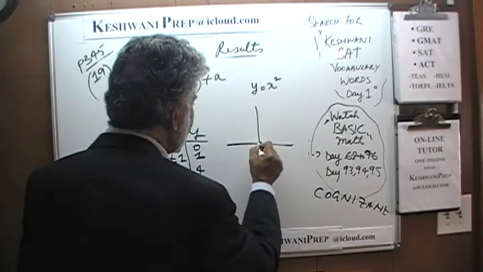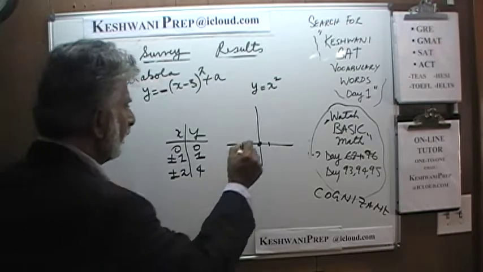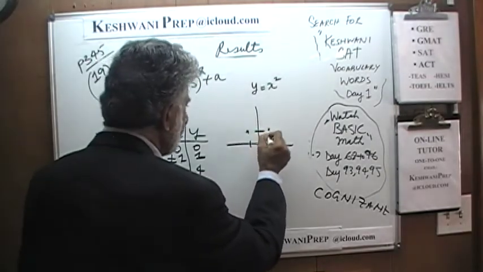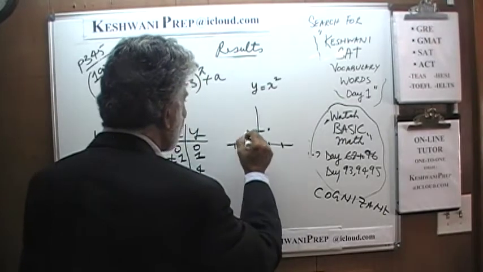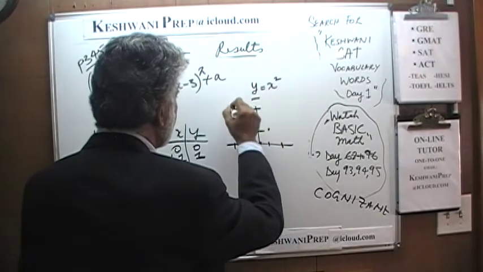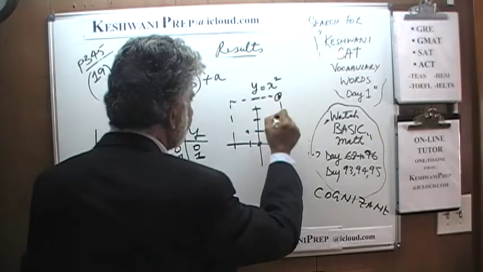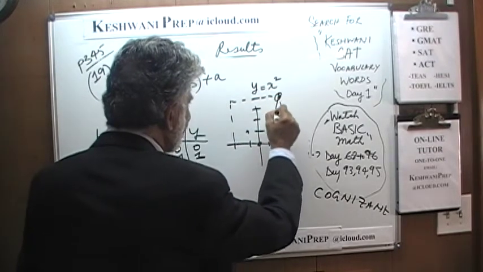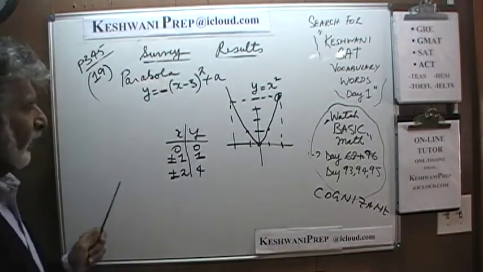When x is 0, y is 0. When x is positive 1 or negative 1, y is 1. When x is positive 2 or negative 2, y is 4. 2, 3, 4, somewhere up here. There's a nice parabola, you see? There's a nice parabola. The question is, what's going to happen?